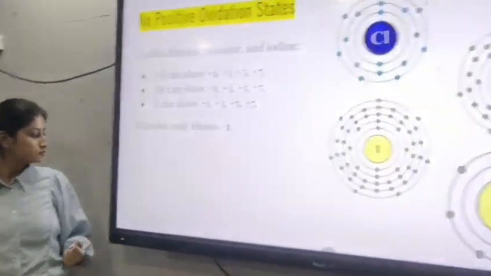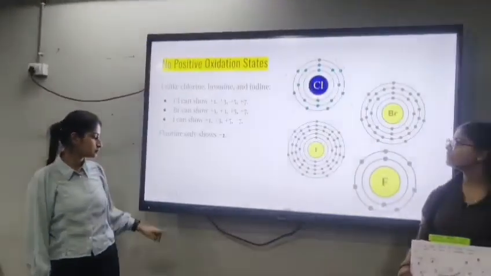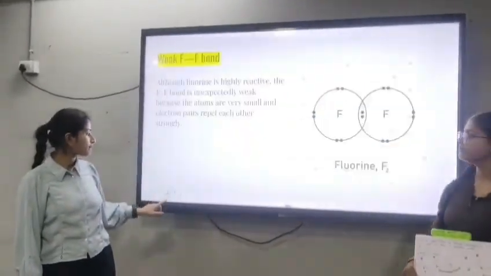And may I know, as the students told, this has a -1 oxidation state only. Fluorine never shows +1 oxidation state. May I know what is the reason? Because of high electronegativity. What was the next point you discussed?